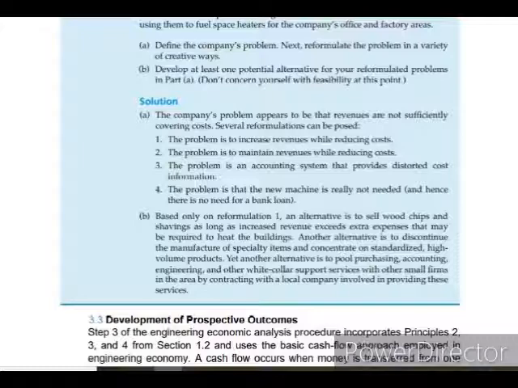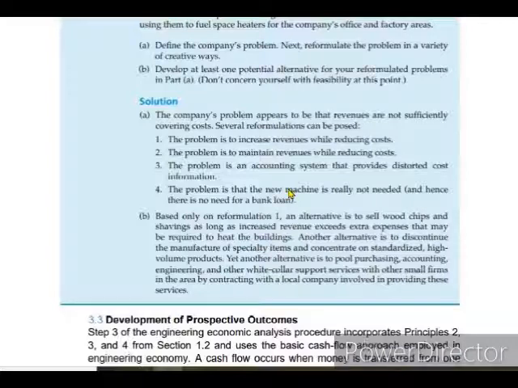So number one, the reformulation is the problem is to increase revenues while reducing costs, of course. Number two, the problem is to maintain revenues while reducing costs. Okay, if we cannot increase the revenue while reducing the cost, we can maintain the revenue, okay? At least maintaining it, not lowering it, okay? And reducing the cost. Then number three, the problem is an accounting system that provides distorted cost information. Okay, as you notice, they are hierarchical. So number one is the best. Okay, if they can do that for the company, then it will be the best.